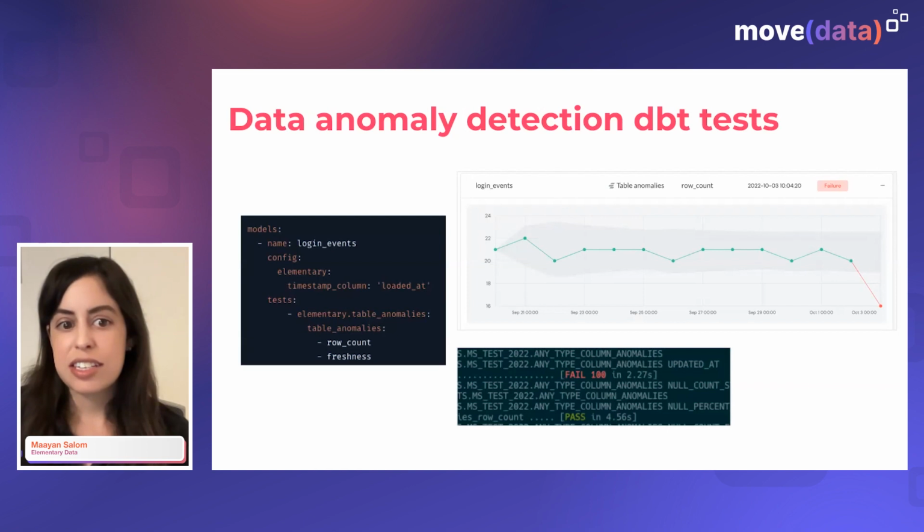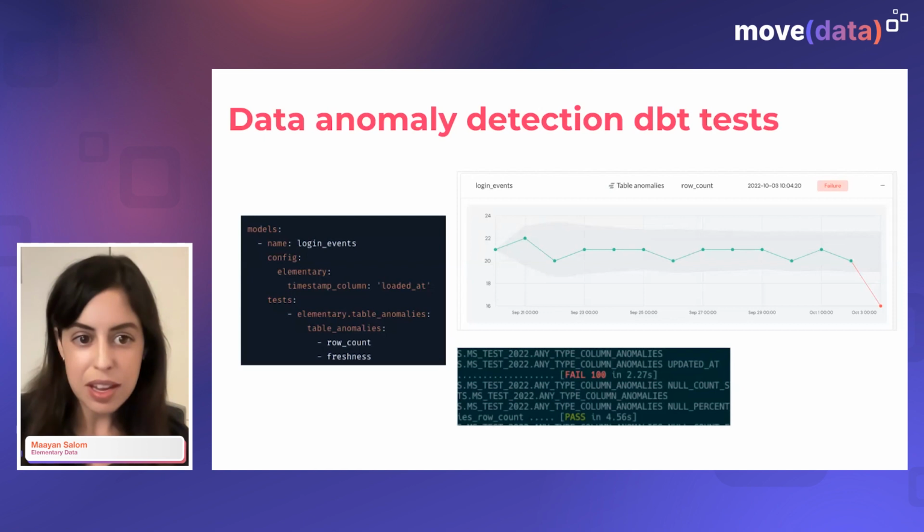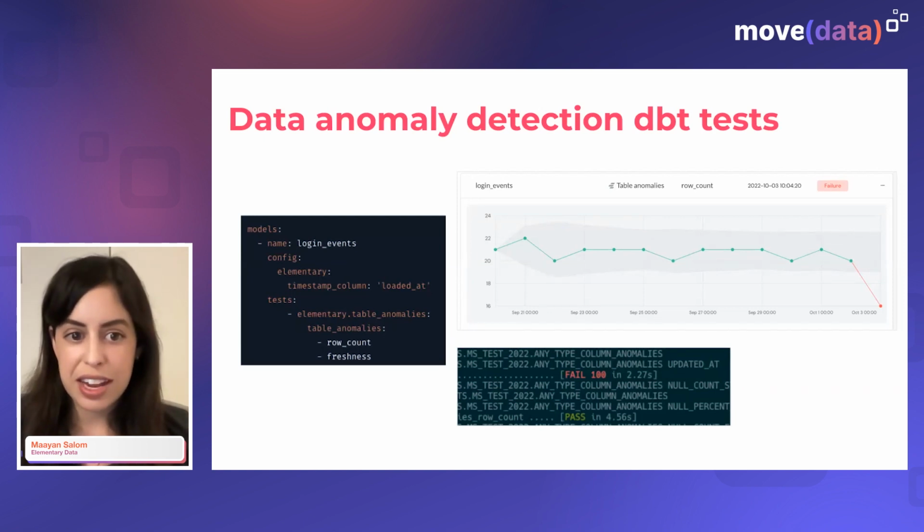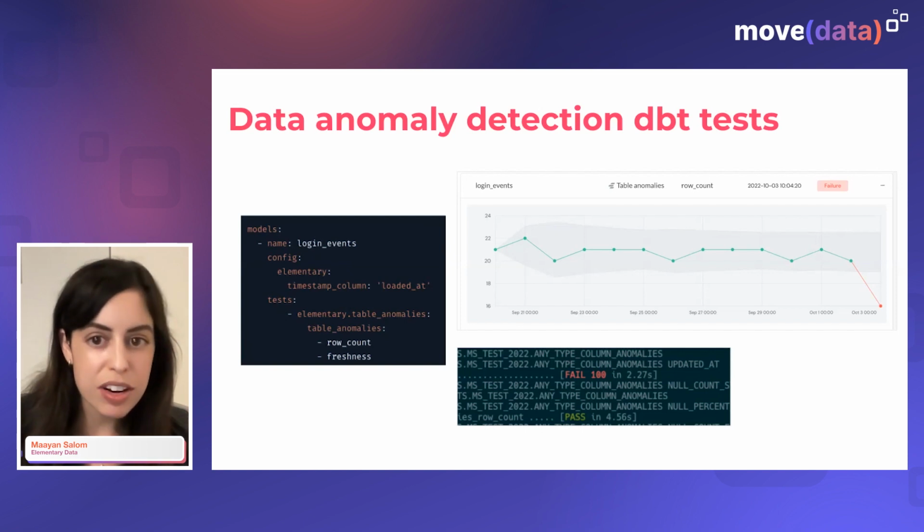Data anomaly detection as DBT tests. We wanted to add the ability to detect anomalies in your data, which is a crucial part of data observability. And we didn't want to introduce a new technology. We wanted to use the building blocks that our users already know. So we implemented a new kind of DBT tests, which are stateful and actually collect data over time. As you can see on the left, you can configure them just like you configure any other DBT test. You call them elementary table anomalies in this case, which monitor for row count and freshness.